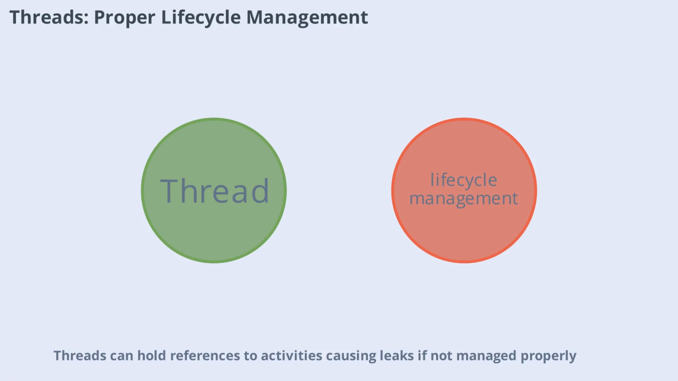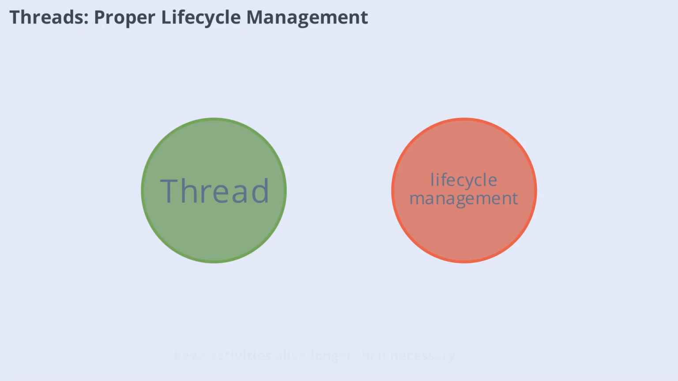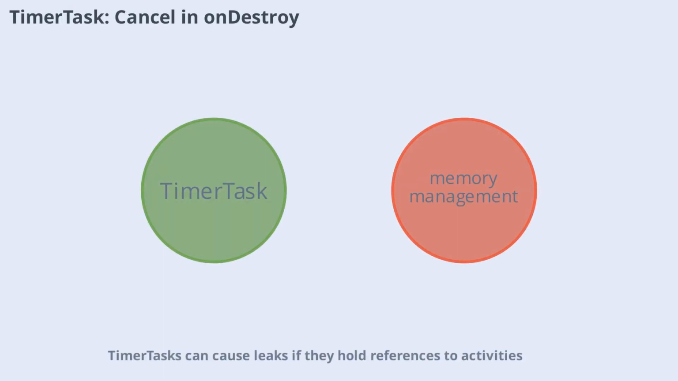Threads can hold references to activities, causing leaks if not managed properly. Always close threads in activity onDestroy and avoid unnecessary references to activities. Proper lifecycle management ensures threads don't keep activities alive longer than necessary. Timer tasks can cause leaks if they hold references to activities. Always cancel timers in activity onDestroy to ensure proper cleanup. Managing timer task lifecycles carefully prevents leaks and keeps your app efficient.